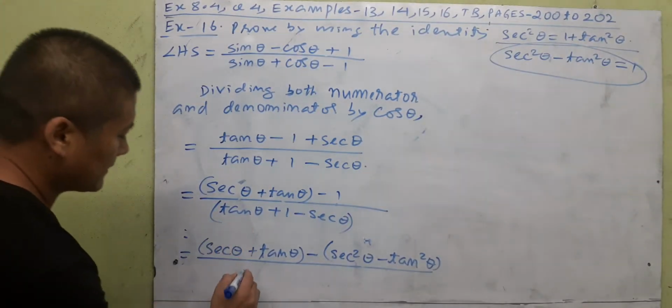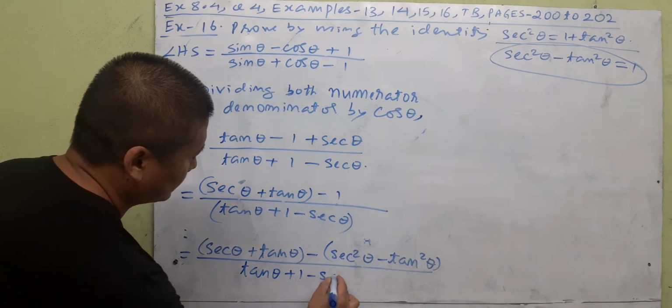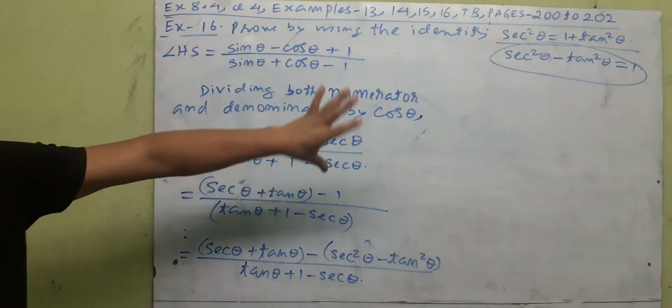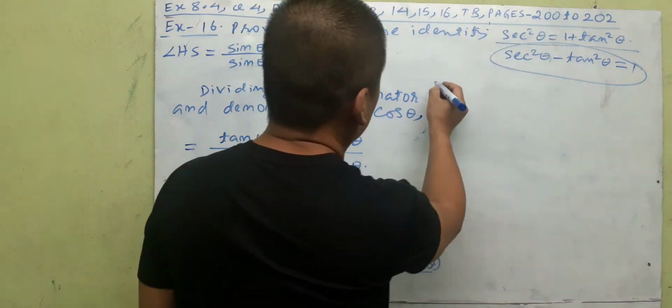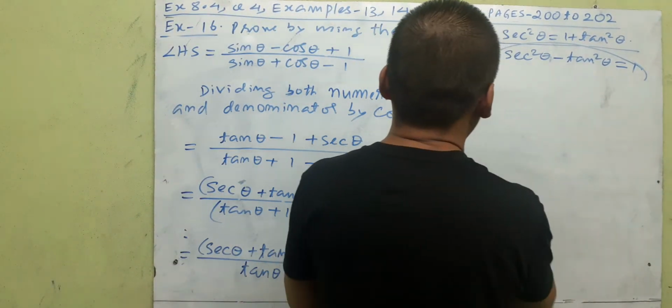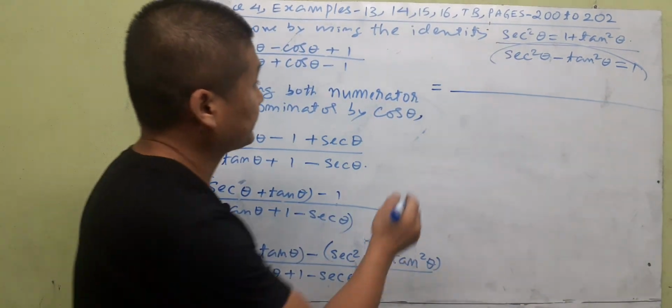Okay, and down here, we just write the same thing: tan theta plus 1 minus sec theta. Okay, there is no test for this portion. You just have to write along with it and understand it well. So next step, that will be equal to, let's say, long line. And then how about this?